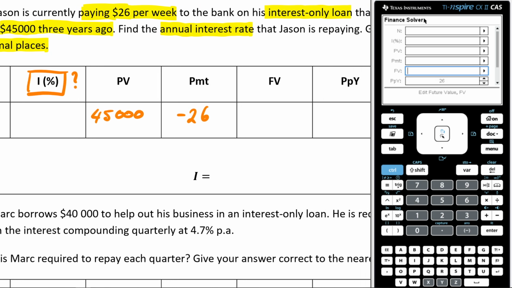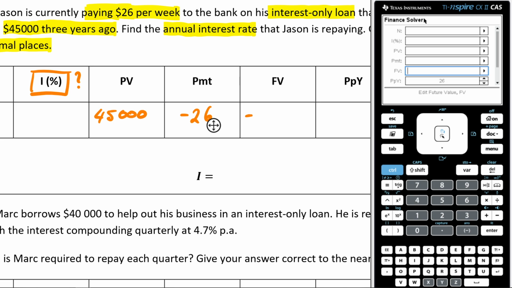Here comes the important part. What is your future value going to be? My future value is going to be negative $45,000. How do I know that? I know that this is an interest-only loan, which means that $45,000 is what's always going to be owing on the loan. So as soon as I saw this $45,000 in the question, I knew that it was going to be my positive PV, and it was going to be equal to my negative future value. And that's what I've shown there, this and this.